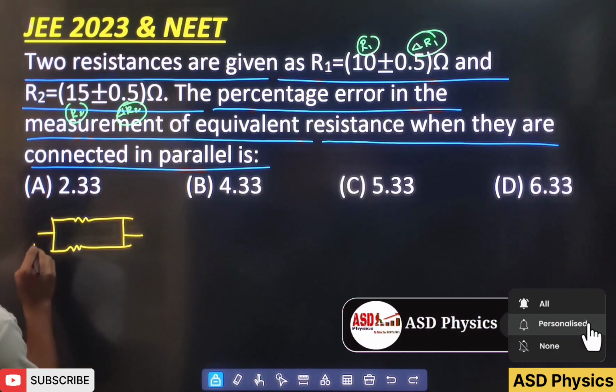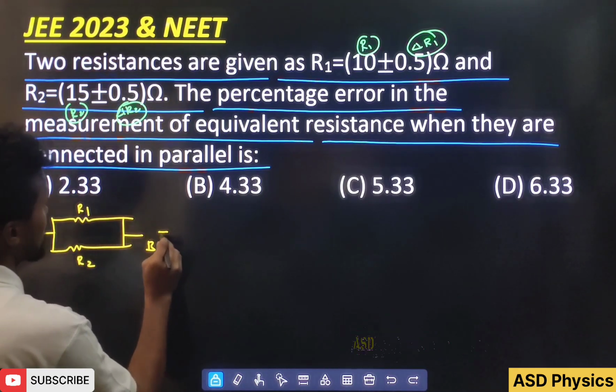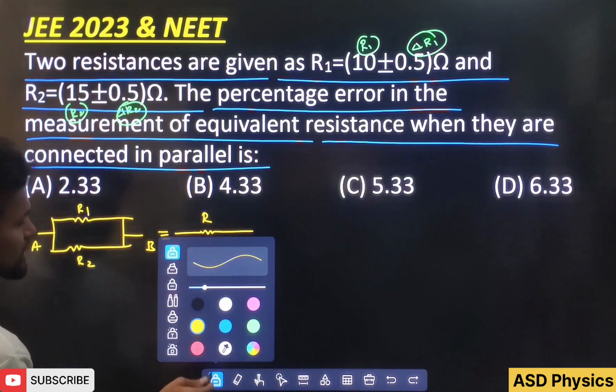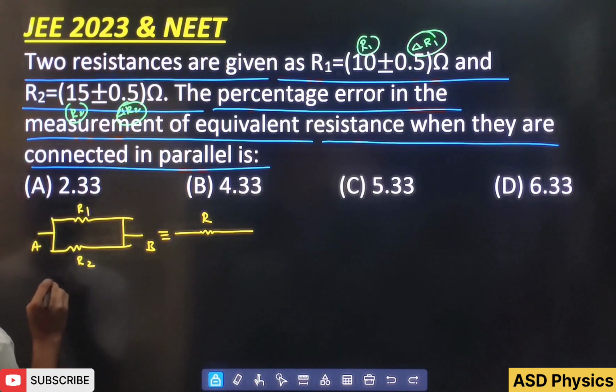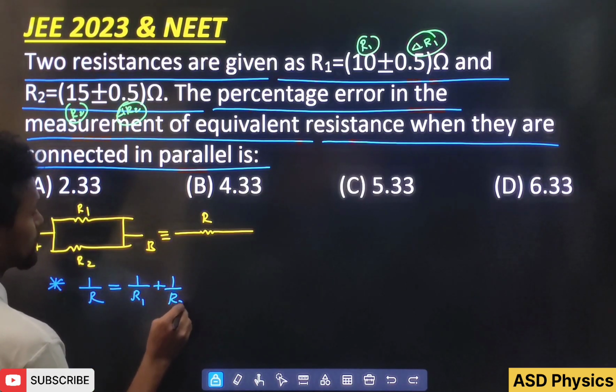This is point A, this is point B, here R1 and here R2. When they are connected in parallel, the equivalent resistance I have taken here is R. You know very well the potential difference will be the same, but we know the formula: 1 by R equal to 1 by R1 plus 1 by R2.